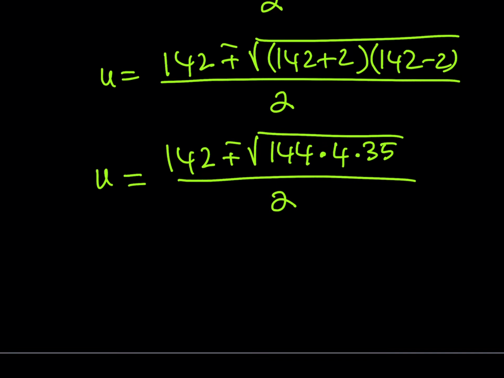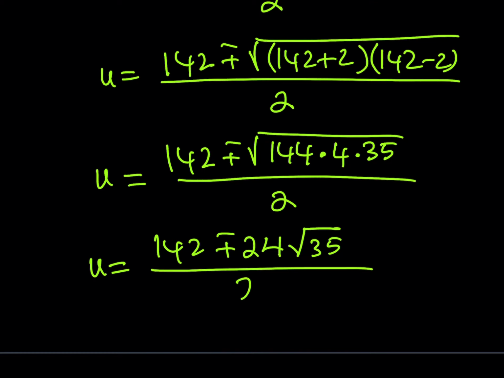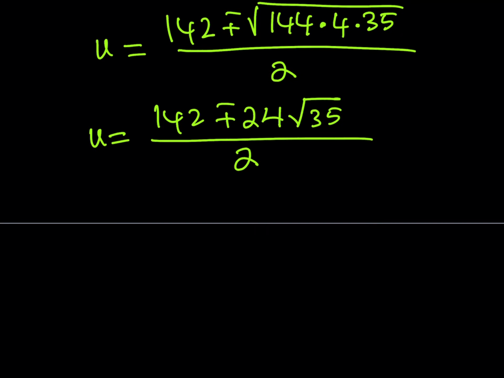Divide by 2, let's see. Well, this is going to give me a 12. That's going to give me a 2. 12 times 2 is 24. So I have a 24 outside, right? Awesome. And then inside the radical, what am I getting? I'm getting the square root of 35. Nice. Okay. And then this is, of course, divided by 2. Now, this can be simplified because everything can be divided by 2. So let's go ahead and do that. u is equal to 71 plus or minus 12 root 35.